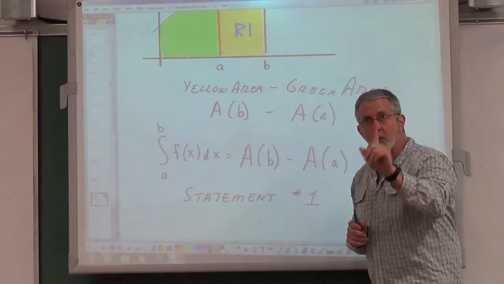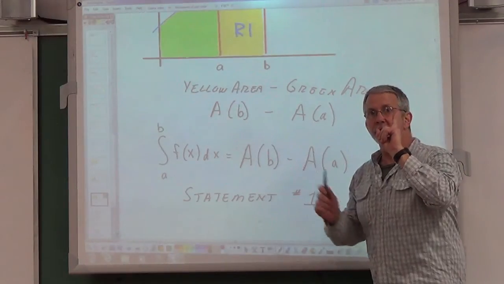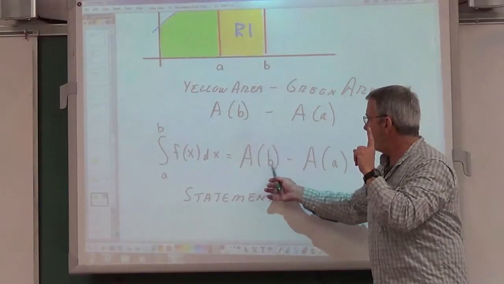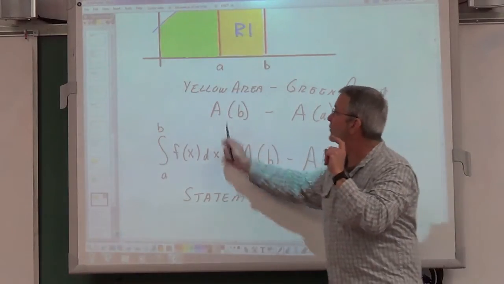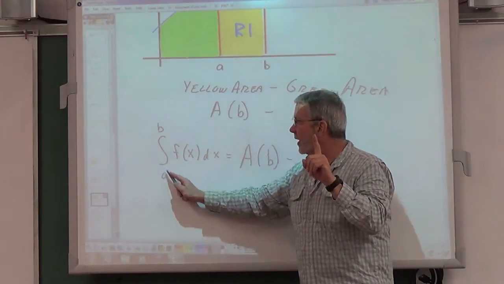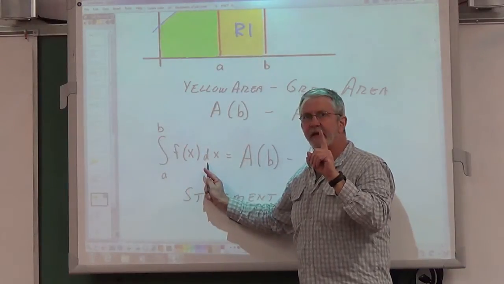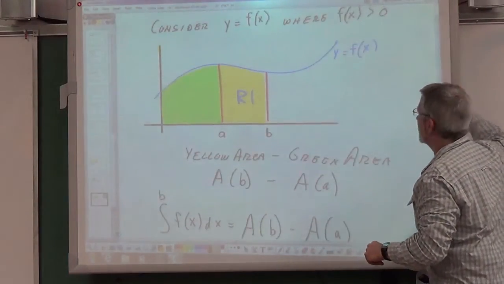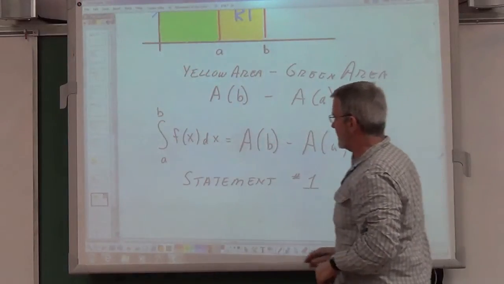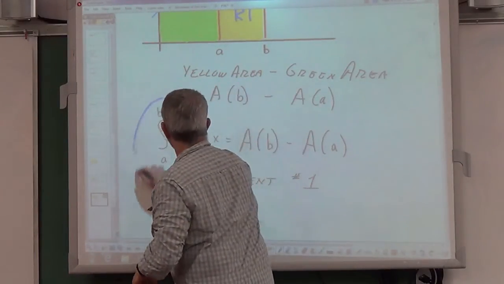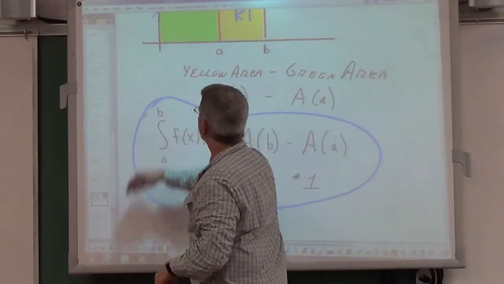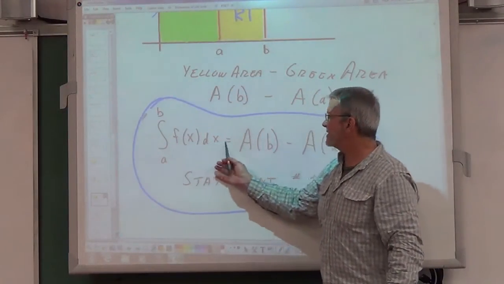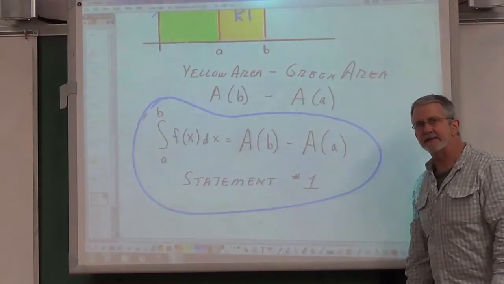And we know, because of our knowledge about the definite integral, that A of b minus A of a is equal to the definite integral from a to b of f of x dx. We know that. Okie dokie? So we're going to let that guy right there be statement 1. We're going to come back to him. Statement 1: the integral from a to b of f of x dx is equal to A of b minus A of a. That is statement 1.